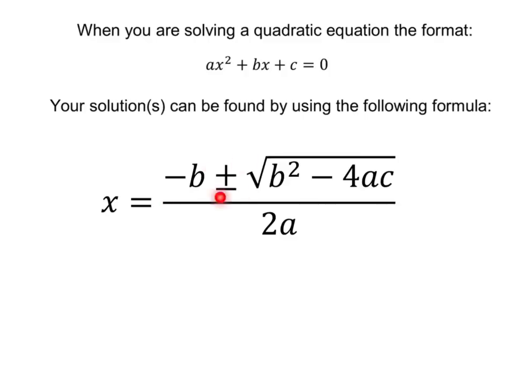I also want to talk about this symbol right here, plus or minus. What does that mean? What that really means is that this can potentially give you two solutions. One solution would be negative b plus the square root of b squared minus 4ac divided by 2a. The other one would be the opposite of b minus the square root of b squared minus 4ac all over 2a. So this is a shorthand way of saying there's one that has this plus here, and then there's another solution that has the minus.